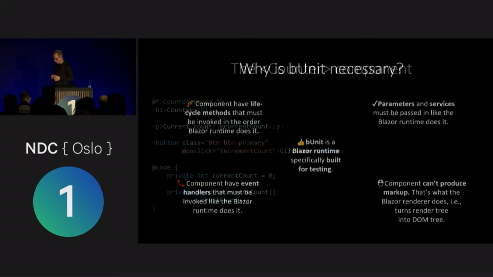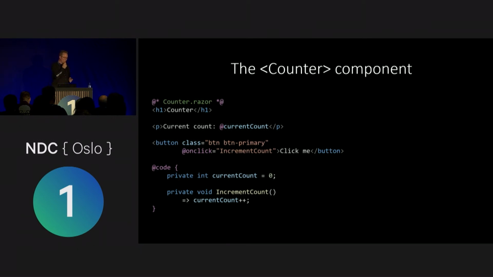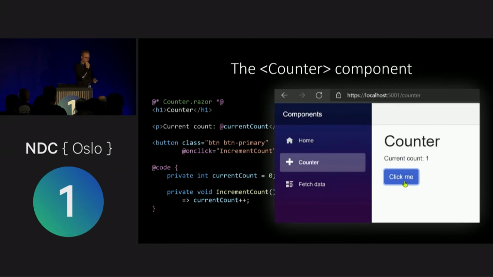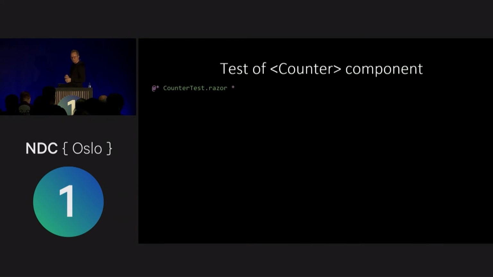Now, the hello world of bUnit testing looks a little bit like this. So this is the counter component. I assume most of you know what that is, but if you've forgotten how it works, it is basically a button you can click, and there's a counter that increments by 1. So if we want to write a test for that, we do something like this.